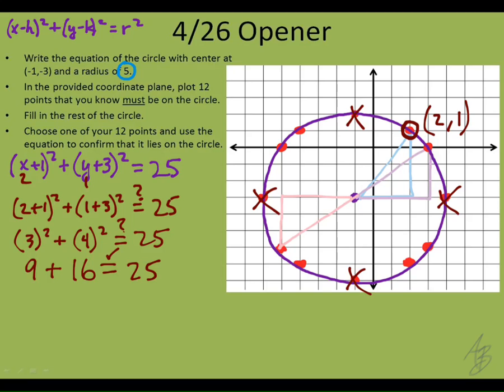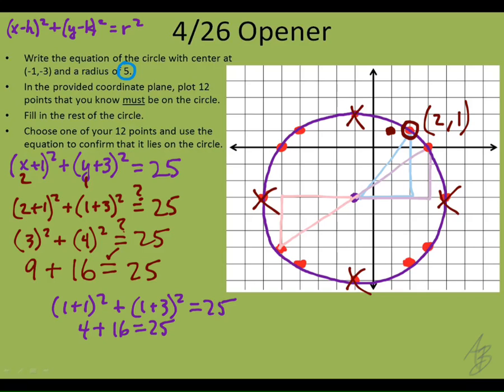Just to show you that it doesn't always work, I mean, I could just be giving you an example where no matter what we put in there, it's going to work. Let's say we pick a point that we know is not on the circle, say 1, 1. Let's try that. If we put 1 and 1 in for x and y, let me use a different color here, then we're going to have (1 plus 1) squared plus (1 plus 3) squared equals 25. And what we end up with then is 4 squared, that's 16, equal 25.